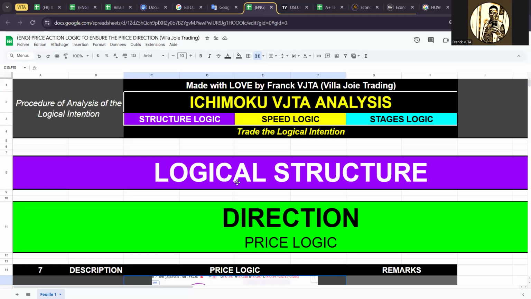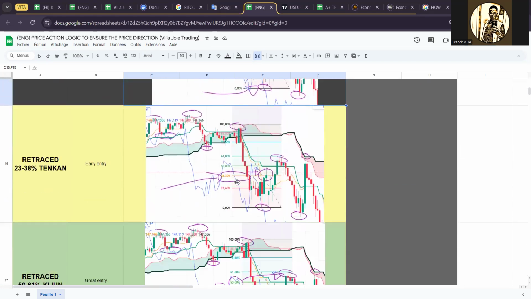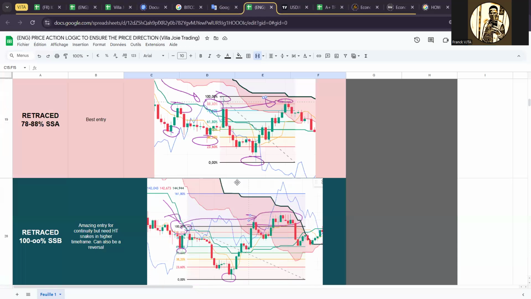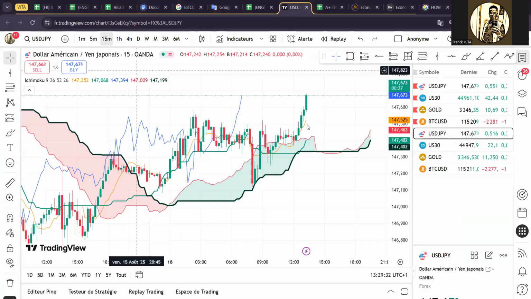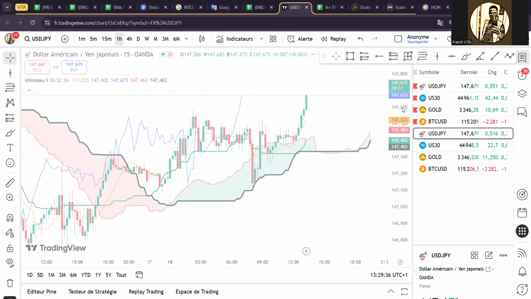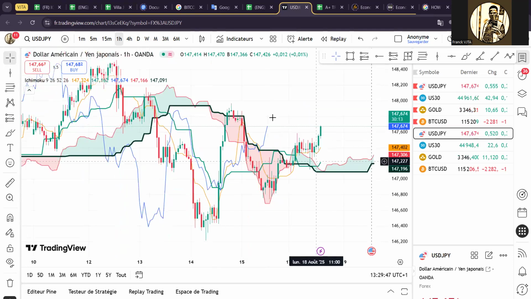The price logic is also important to identify the direction and have a better logic. So let me show you some price logic combined also with Fibonacci. First of all, go in the 1 hour time frame. That's one exercise that I want to show you. I think I've shown it to you back then when I was doing the basics of trading with Ichimoku.